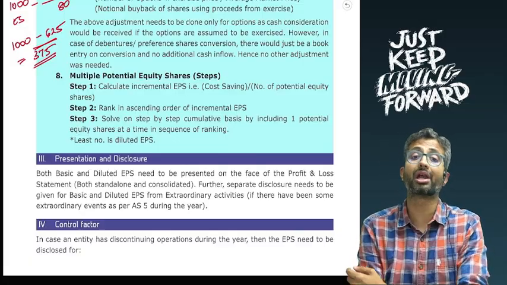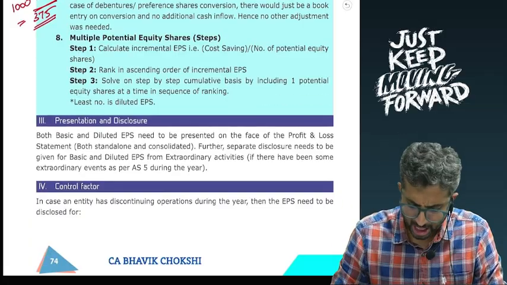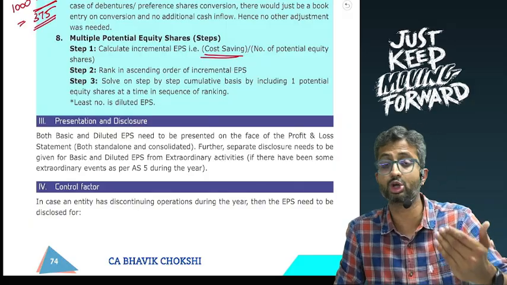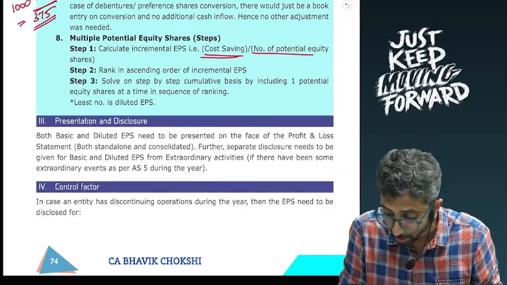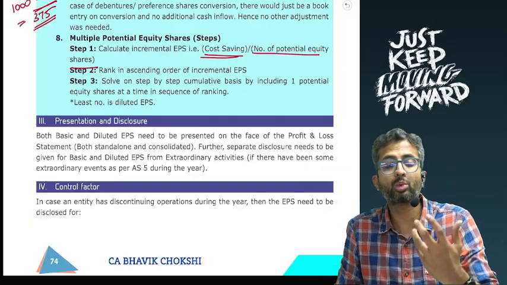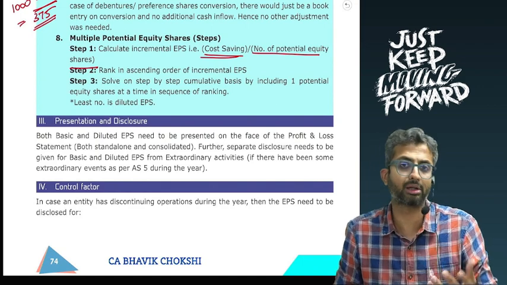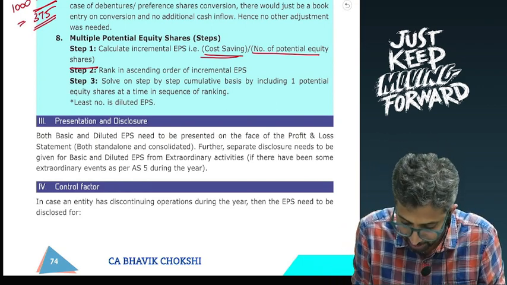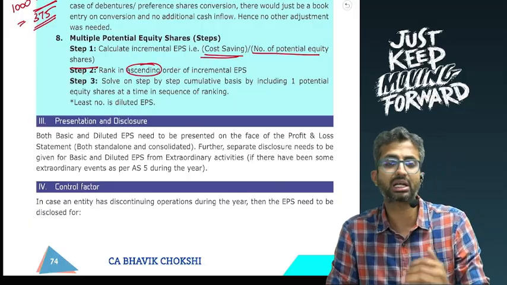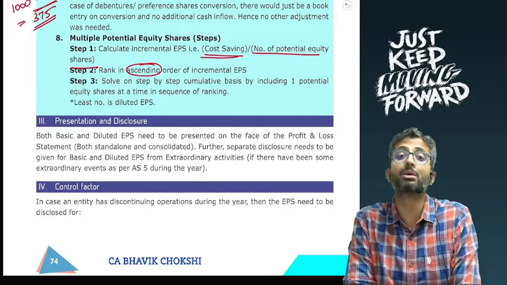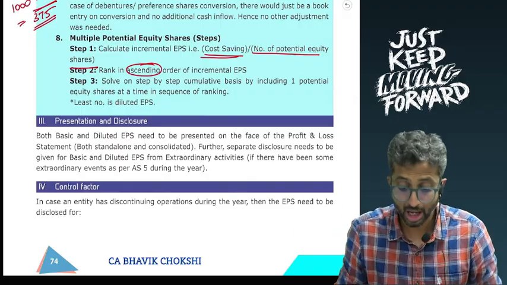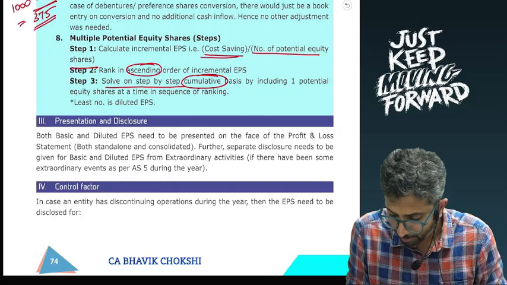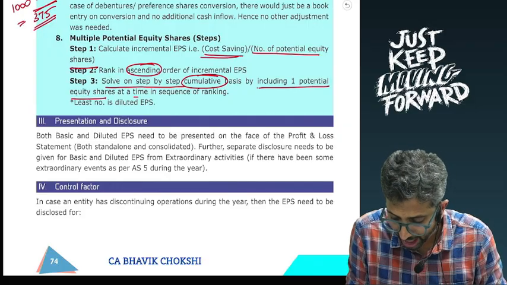So what will we do? We will try to calculate the incremental EPS. Incremental EPS is the cost saving, like a preference dividend saved or interest into 1 minus t saved, divided by the number of potential shares that you will have to potentially issue, or the incremental shares in case of options. This will give you the incremental EPS. You will rank them in ascending order. So the lowest incremental EPS comes first because that security is the most dilutive, and the highest comes at the end. And then you will solve on a step-by-step cumulative basis by including one potential equity share at a time.